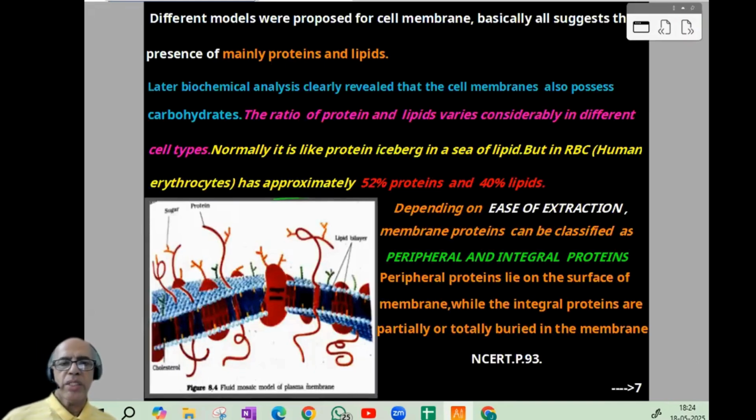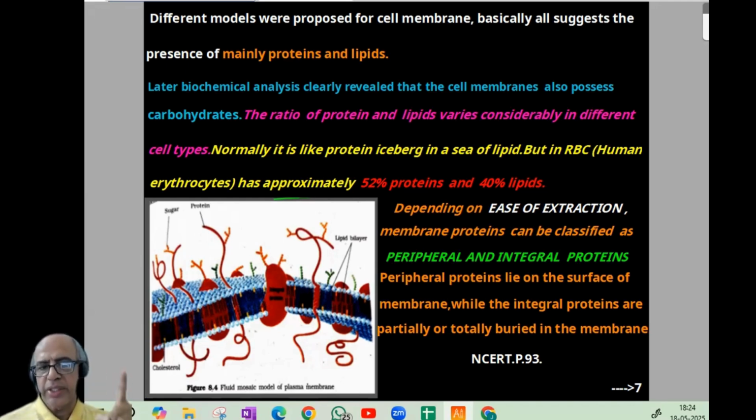See, different models were proposed for the cell membrane. Basically, all suggest the presence of mainly proteins and lipids. Later, biochemical analysis clearly revealed that the cell membrane also possesses carbohydrate. The ratio of protein and lipid varies considerably in different cell types. Normally, it is like a protein iceberg in a sea of lipid. Connect this with the Singer-Nicolson model.